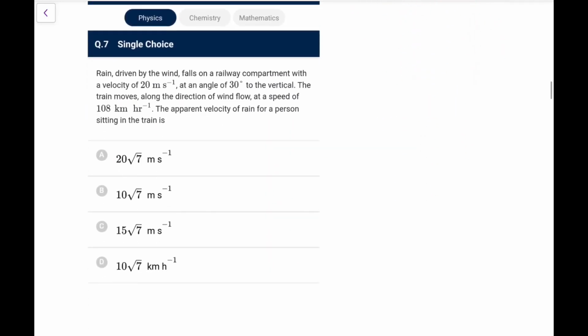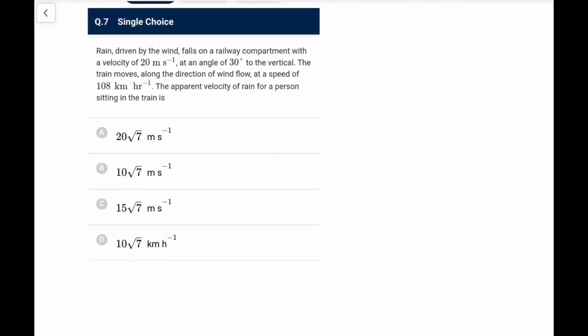Okay, next one. Rain driven by the wind falls on a railway compartment with a velocity of 20 at an angle of 30 degree to the vertical. Falls on railway compartment at an angle 30 to the vertical. The train moves along the direction of the wind flow at a speed of 108 kmph. The apparent velocity of rain for a person sitting in the train will be.